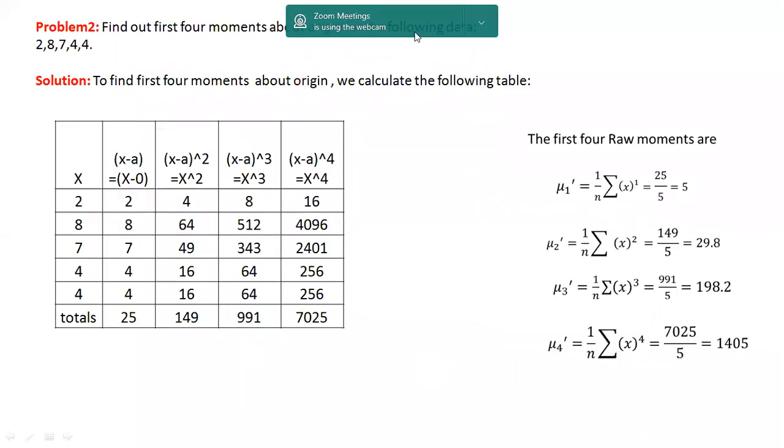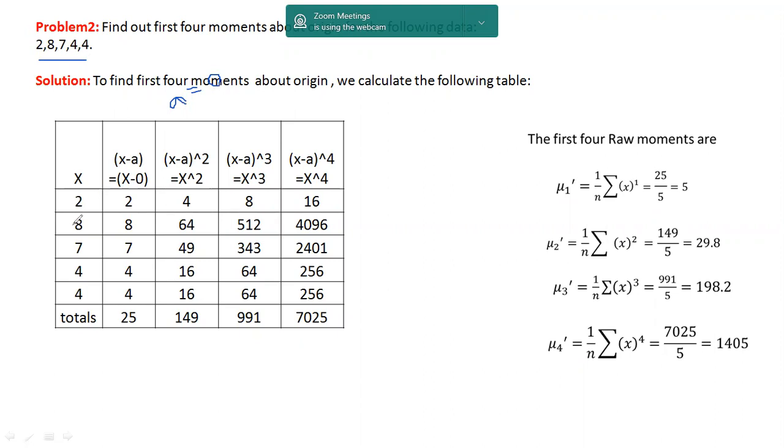So here is another example. Find out the first four moments about the origin. When they say moments about the origin, we have to take a equal to 0. When you take the arbitrary point a equal to 0, then we say the moments are moments about the origin. So here the observations given are 2, 8, 7, 4, 4, and for moments about the origin we take x minus a where a equals 0.